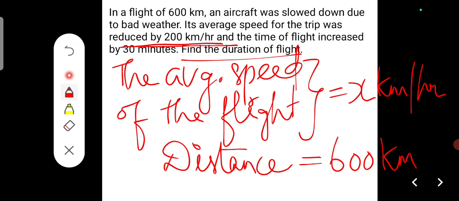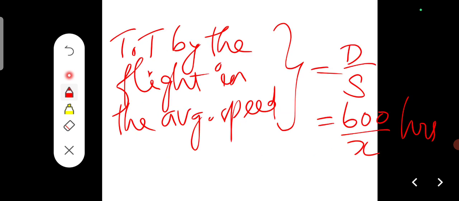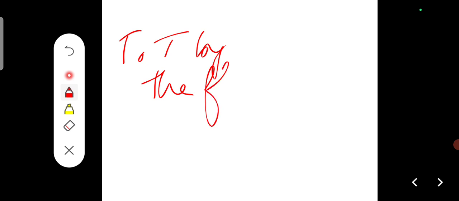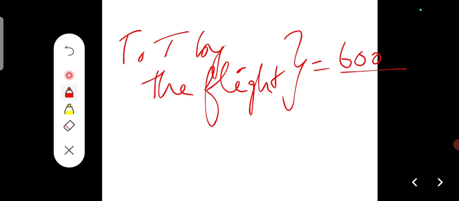But the question is, find the duration of the flight. So how long has the flight taken to reach the destination? Time taken by the flight in the average speed is 600 by x. So 600 by 600, 1 hour.